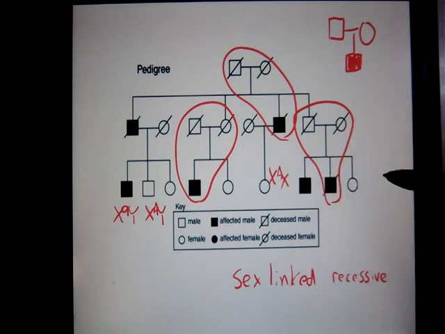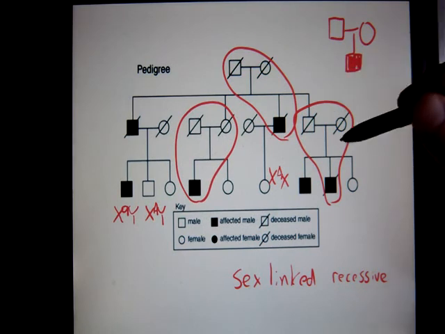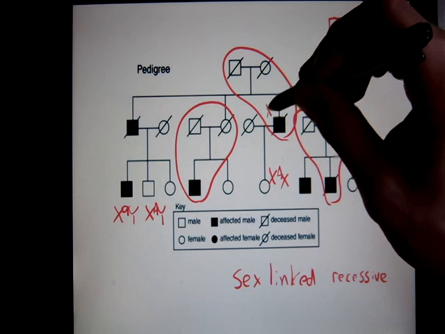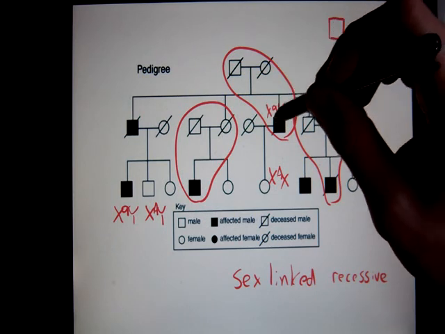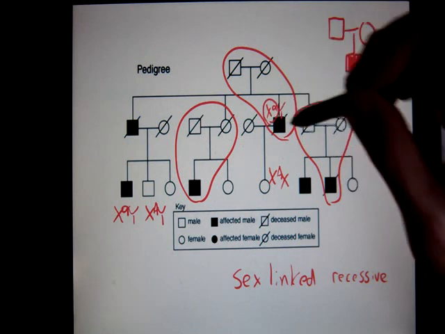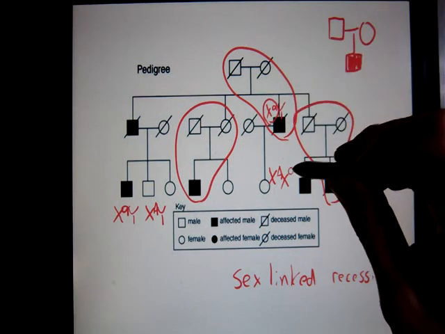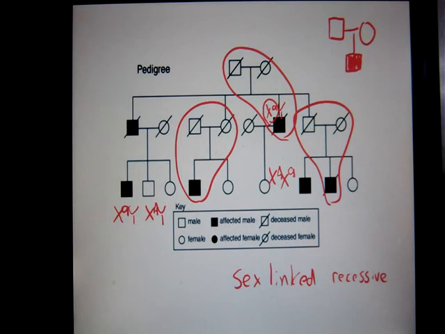Do we know if she is big A, big A or big A, little a? Well, we have to look at her parents to figure that out. If we look at her dad, we know that her dad had it, so it must be this. And we know if he has a girl, he must pass on the X chromosome. So we know that this girl must be a carrier. She must be big A, little a. So that's how we figure out genotypes.